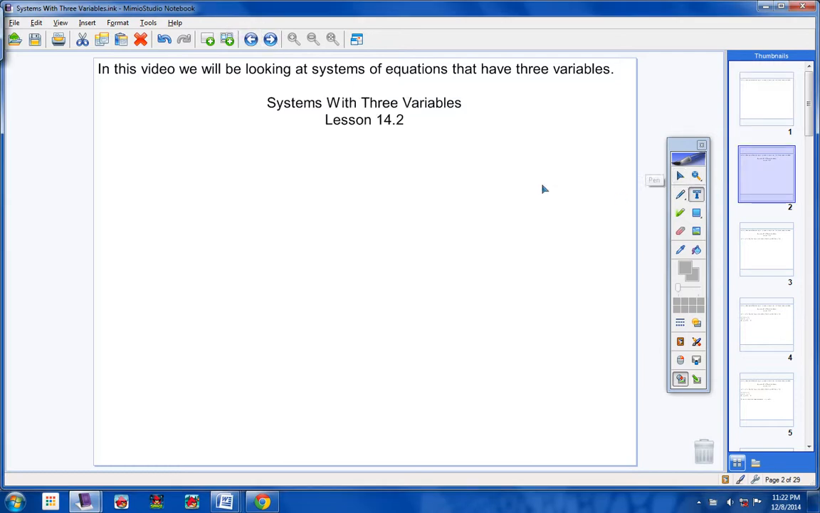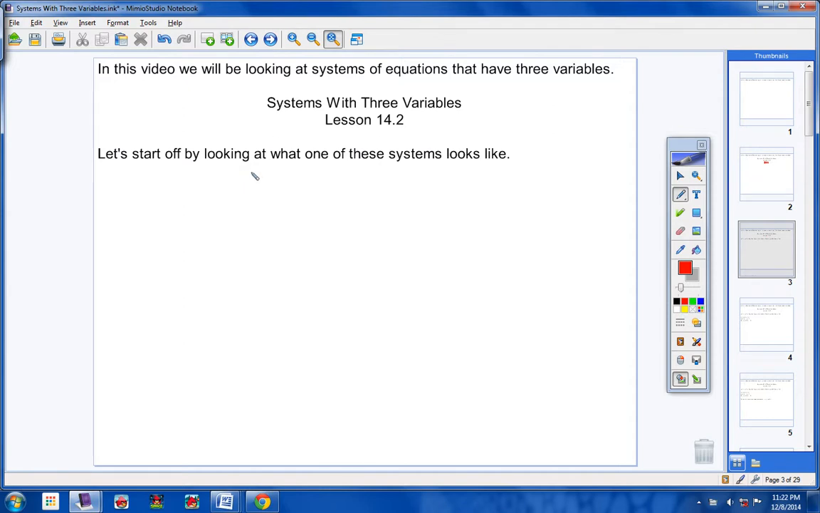Go ahead and copy this heading down in your notes if you would, please. Your heading for today is systems with three variables, lesson 14.2, and be sure and include today's date in your notes, okay?